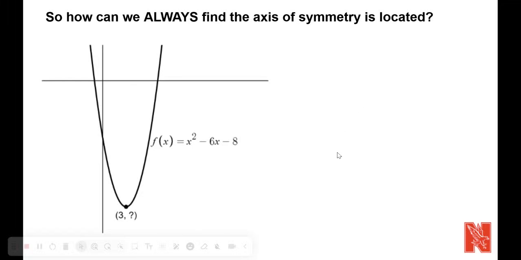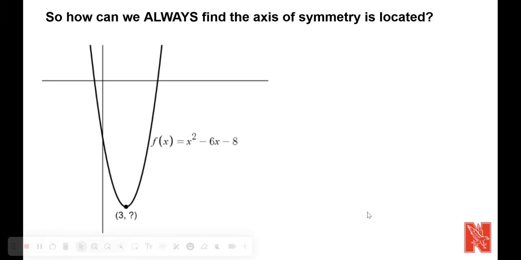In our last example, we knew the x-coordinate of the vertex, or the axis of symmetry location, was at 3, but how do we always know where the axis of symmetry is? For instance, if you're using a table to try to construct a parabola, it works out nice if the parabola is centered in the window of your graph.